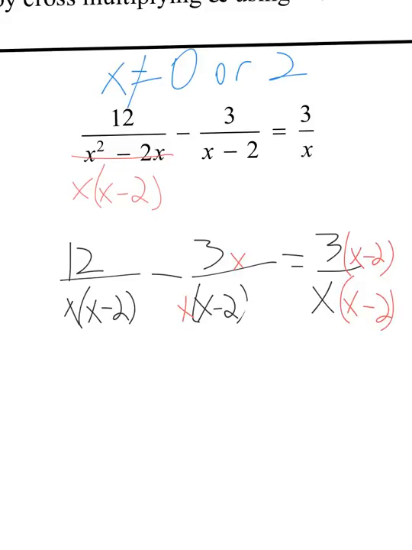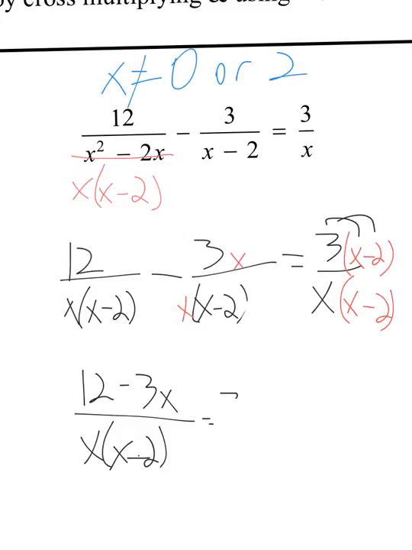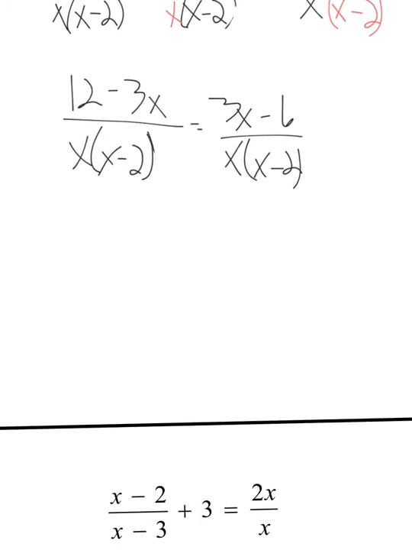Now they all have the same bottom. So I have 12 minus 3x over x times x minus 2, and then that's going to equal, let's just distribute. What's 3 times x minus 2? That's 3x minus 6 over x times x minus 2. So you have a couple options here. You could cross multiply and divide, but your x minus 2's would just cancel right out. And I'm just trying to rewrite this. If the bottoms are the same, then you can just set the tops equal to each other and go about it that way. So just look at the 12 minus 3x and set it equal to 3x minus 6. Okay, it'll save you some time by doing that.